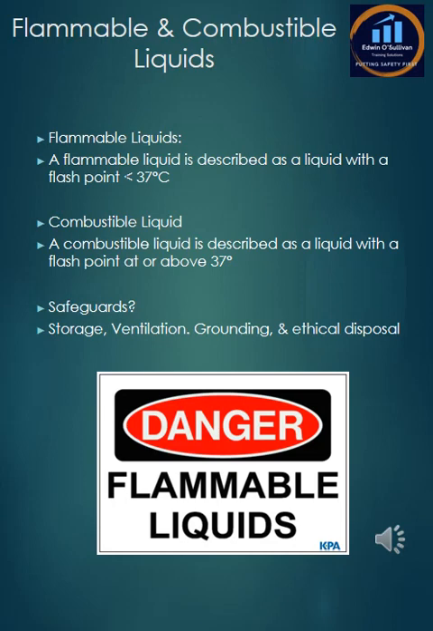So let's talk about safeguards in relation to flammable liquids and combustible liquids. What can we do to reduce the risk of these catching fire? So we can reduce the amount of chemicals and flammable liquids we hold on site. We can provide proper storage in metal containers and metal cabinets.